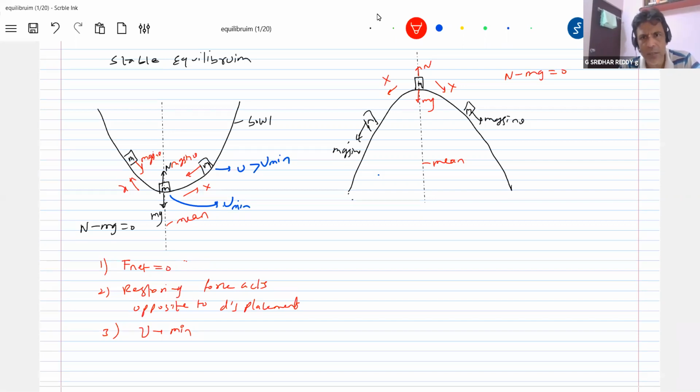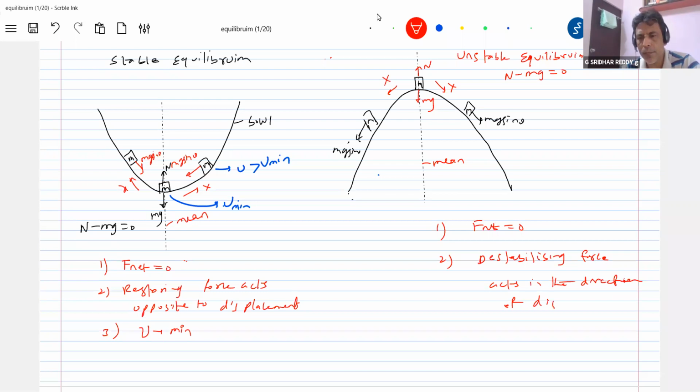So what is the condition for unstable equilibrium again? For unstable equilibrium, see, stable, unstable, what is the basic feature? Net force should be 0. The first condition is the net force will be 0. Destabilizing force acts in the direction of displacement.